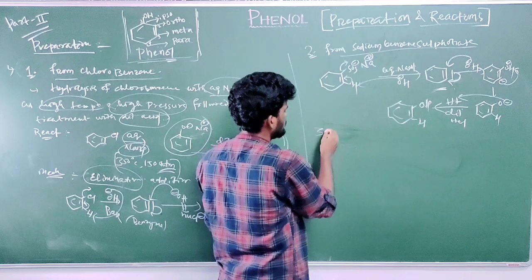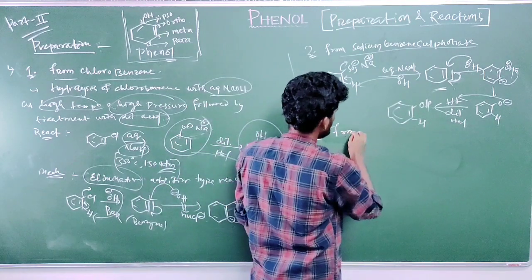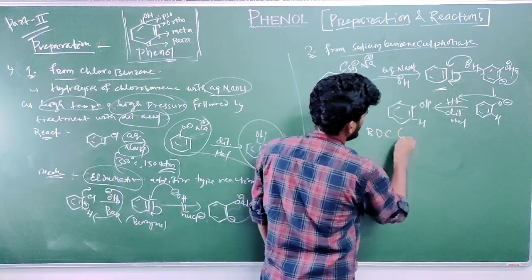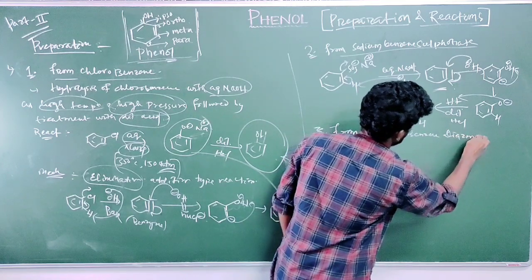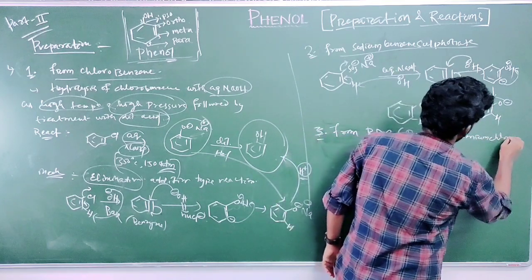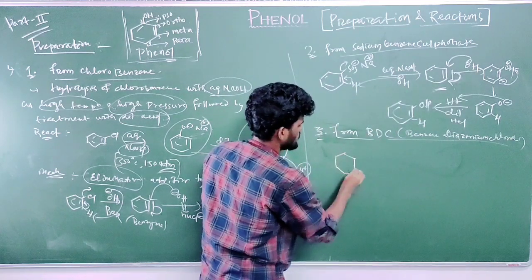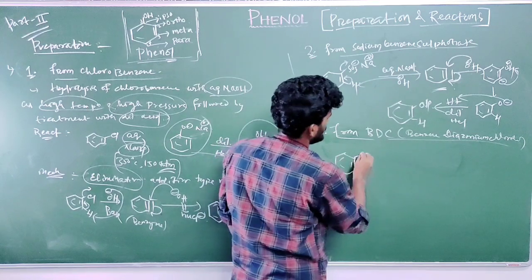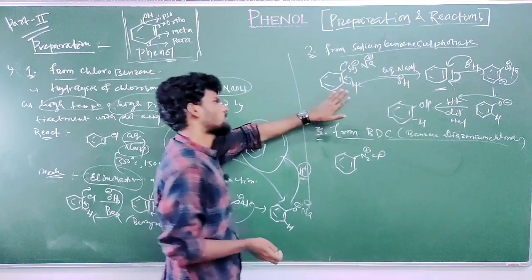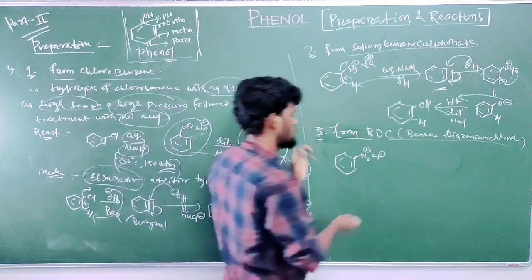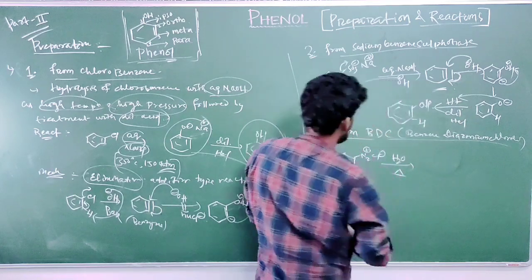Method 3 for the preparation of phenol is from BDC, benzene diazonium chloride. The structure of benzene diazonium chloride is the benzene ring with N2 plus Cl minus. Here, instead of aqueous sodium hydroxide as in both previous cases, we will use water and heat the reaction.